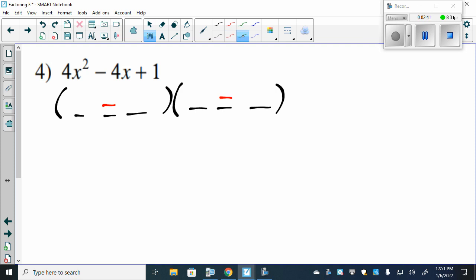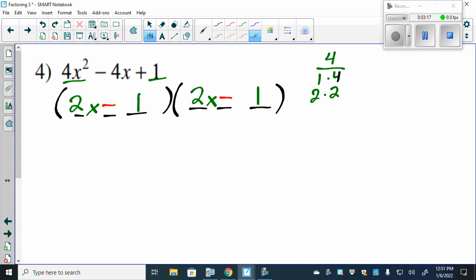Then we're going to find the factors of the first and third term. Our first term is our 4x squared. For x squared, we're going to have x and x. And for the factors of 4, we have 1 and 4 and 2 and 2. Which one do we want to try first? 2 and 2. Now our other term is 1. The only factors of 1 are 1 and 1.